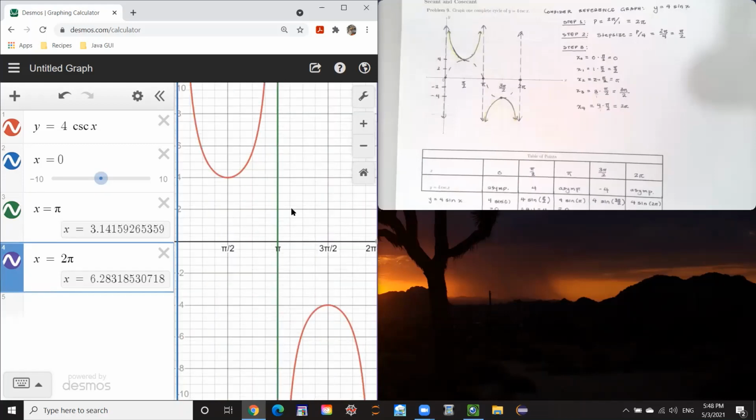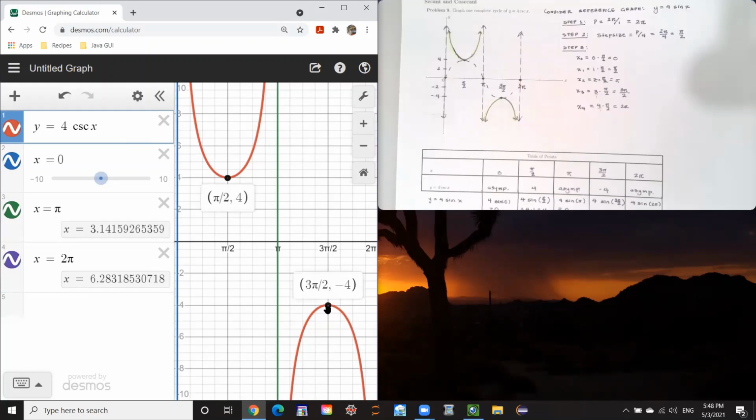Between 0 and pi, those 2 asymptotes, we see an upward facing parabola. If we look at where the vertex is on Desmos, we see that it happens at pi over 2 comma 4, which is precisely where we have our vertex as well. Between pi and 2 pi, we have a downward facing parabola with the vertex at 3 pi over 2, negative 4, which is the same exact thing that we have here. So our answer is correct.